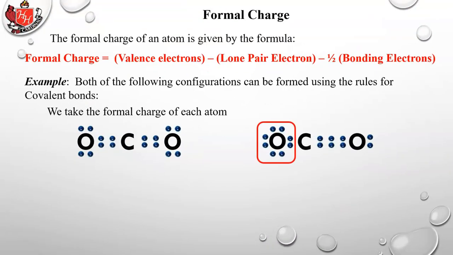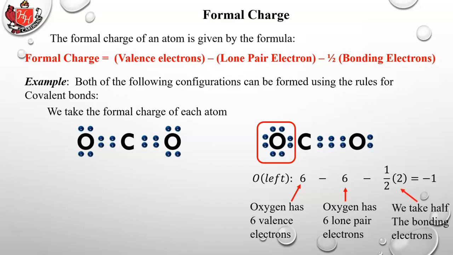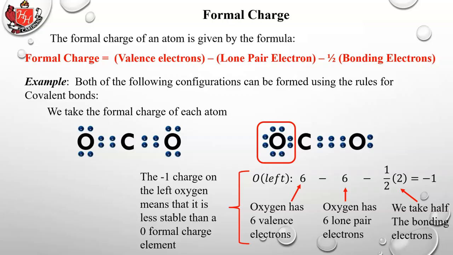Okay, here we go. Let's do the one on the right. Now that oxygen, again, has 6 valence electrons in its natural state. You see here it has 6 lone pair electrons, if you count all of the lone pair electrons there, and then it has 2 bonding electrons, so you take half of that. So 6 minus 6 minus 1/2 of those 2 bonding electrons gives you a -1. You can see that this oxygen has a more negative charge than the oxygens on the other molecule. Okay, so the -1 charge on the left oxygen means that it is less stable than a 0 formal charge element.